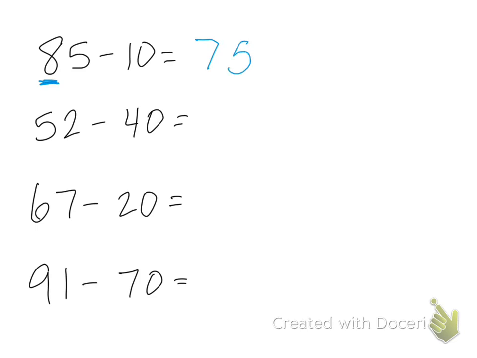52 minus 40, we just subtract the first two numbers. So 5 minus 4 is 1, and then I put the 2 at the end. 67 minus 20 would be 6 minus 2 is 4 with the 7. And 91 minus 70, well, 9 minus 7 is 2, and then I just keep the 1 at the end. Okay.